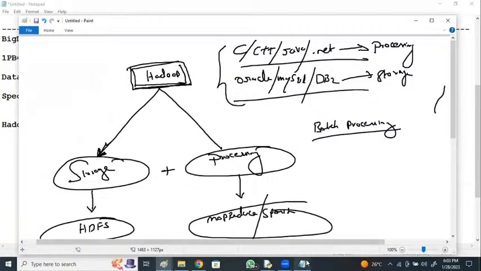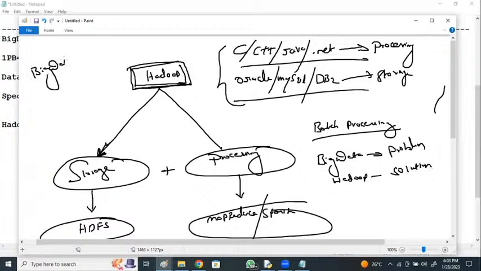Now coming to this, what is big data, Hadoop? If I take big data as a problem, huge data generation, then I can say Hadoop has the solution for it. Or if you take big data as a concept, Hadoop has the solution for it.